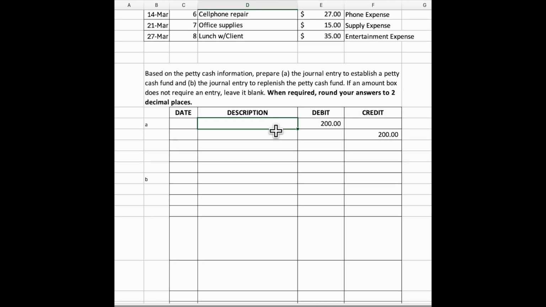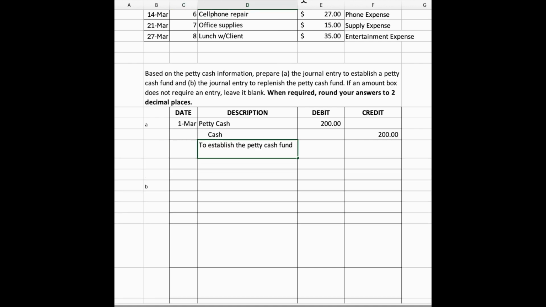So for this first one, the date we're going to use is March 1st, 3/1. And then on the debit side, we're setting up petty cash. So that goes on the debit side. And what we're using to pay for it is cash. I know it said check. It's a check that we used from our cash account, just so that we have the record. And then we'll enter an explanation. This is just an explanation of what we just did and why we did it.